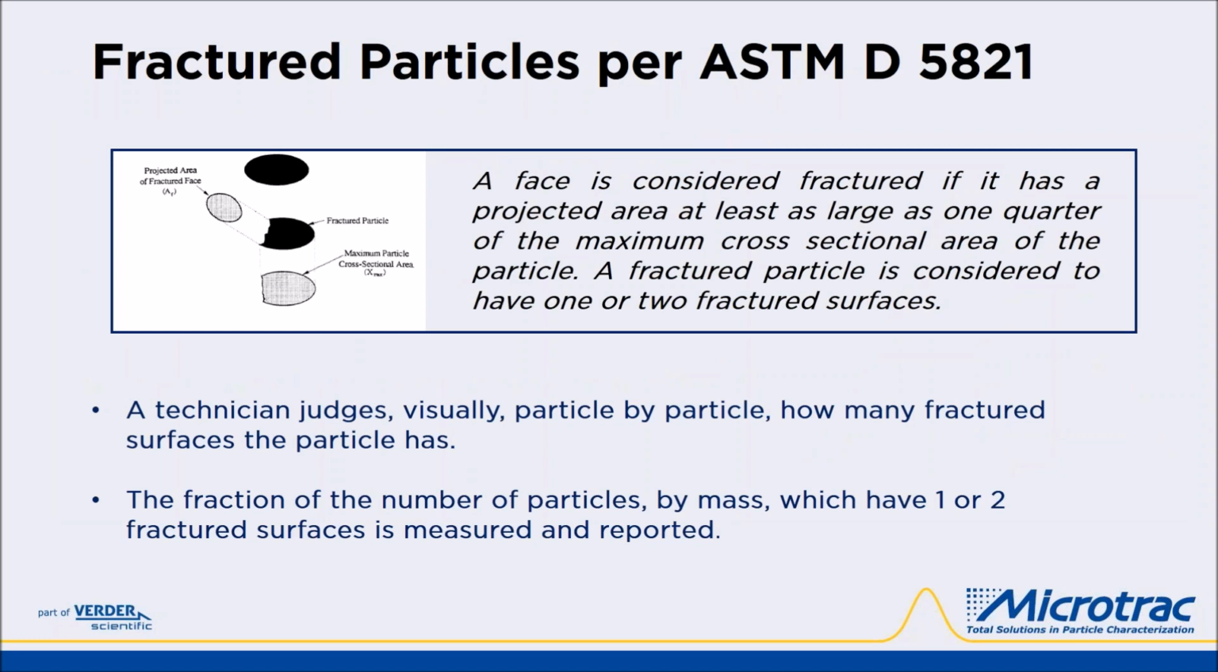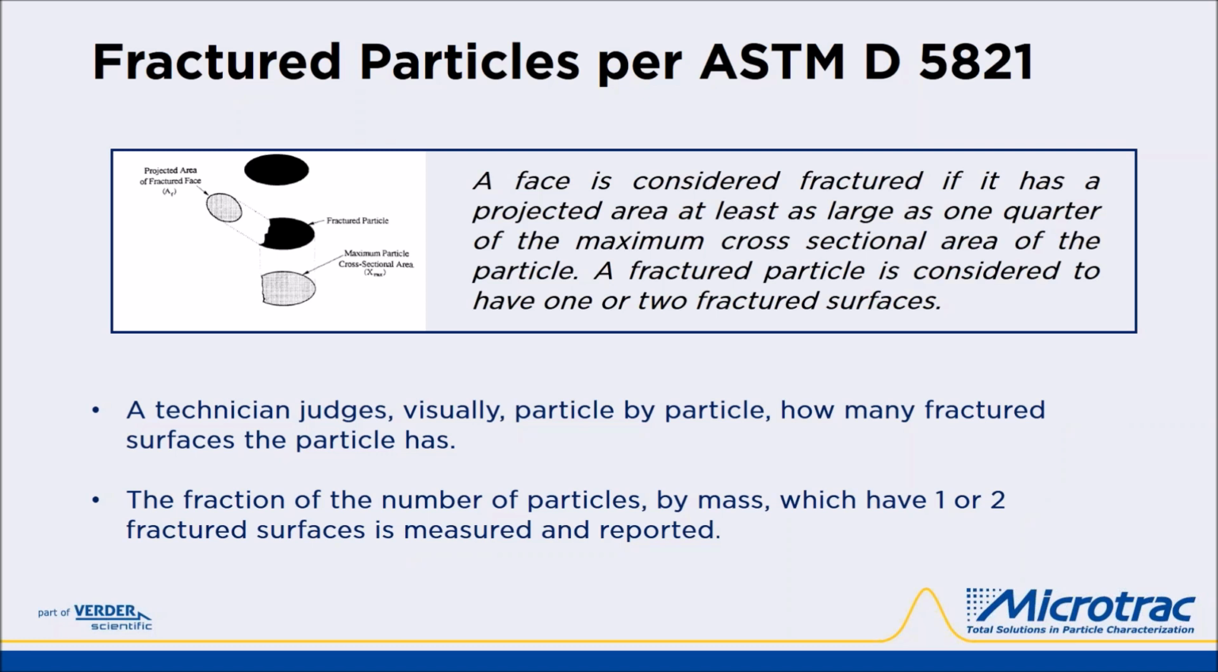Fractured particles per ASTM D5821. At the top in this standard, it says a face is considered fractured if it has a projected area at least as large as 1/4 of the maximum cross-sectional area of the particle. A fractured particle is considered to have one or two fractured surfaces. Pretty complicated.